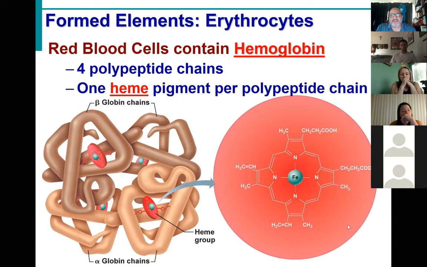Here is that heme pigment. And again, you don't have to memorize and draw this, but I want you to see it. It's got that iron at the center of it. Now, if each iron can bind one oxygen, then a single hemoglobin protein can bind four oxygen. So one hemoglobin can bind up to four oxygen.